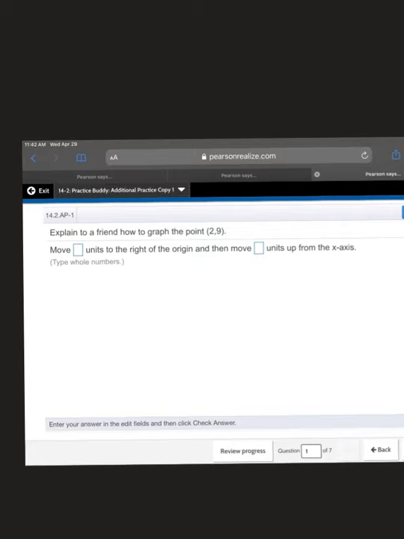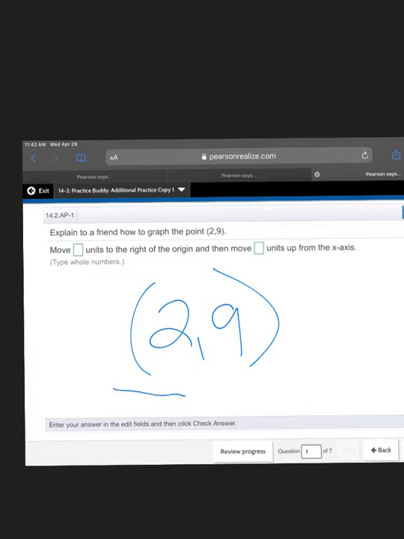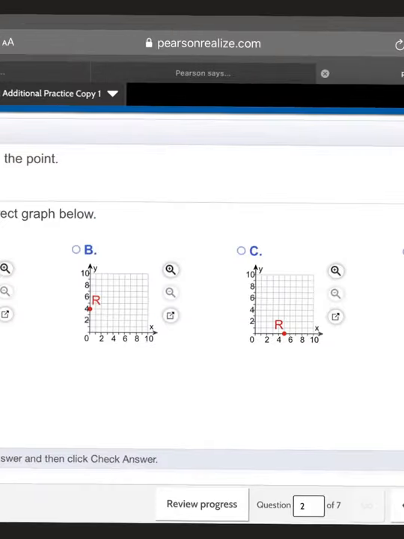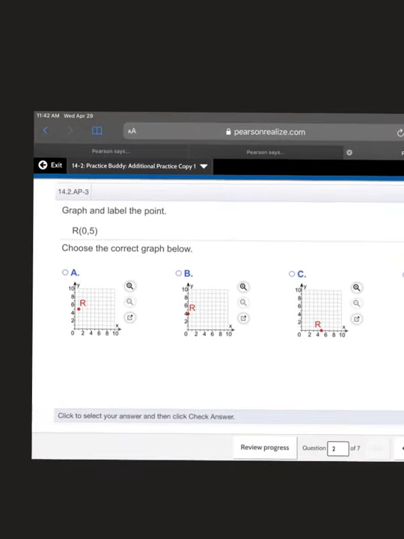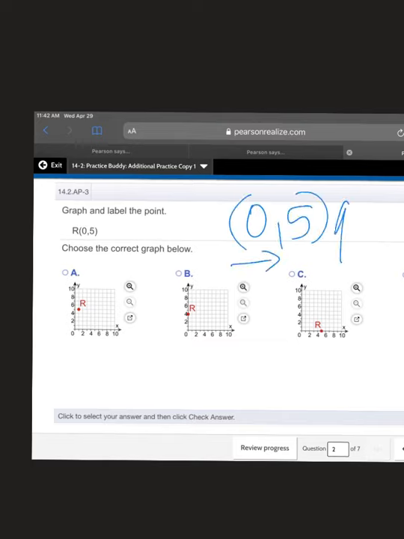This one is describing how you would tell somebody to do that. So you move blank units to the right and then move blank units up. Remember, think of running and jumping. Next one is choose the correct graph. Pretty easy. Remember, we run and jump.